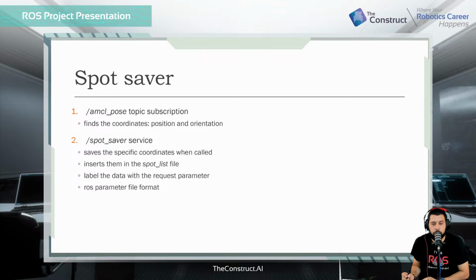For the spot saver, like I said, I use the AMCL pose topic subscription to find the coordinates, which are the position and the orientation: position X, Y, and the orientation Z. The second part of the spot saver is the spot saver service, which I created and which saves the specific coordinates when called, saves them in the spot list file, labels the data with the requested parameter, and formats the file for ROS parameter.